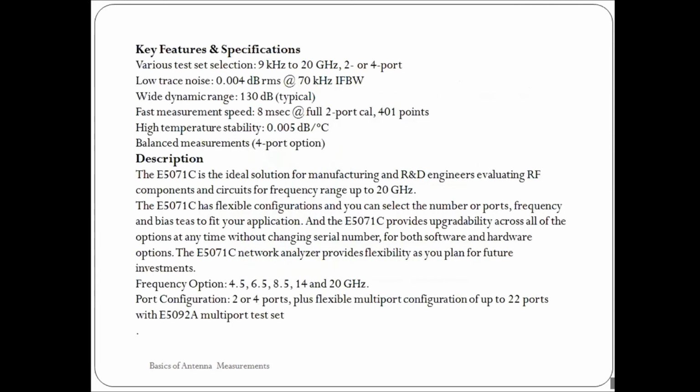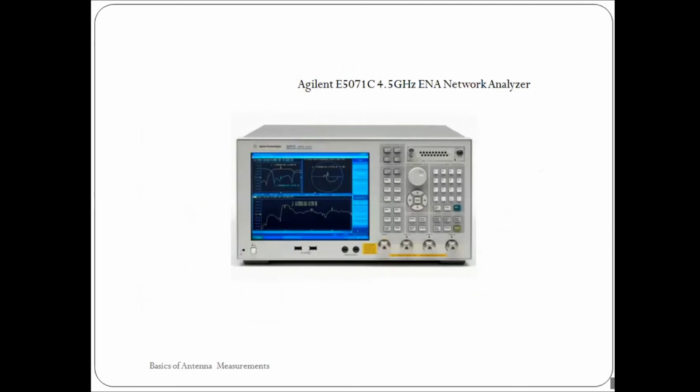This is one network analyzer operating up to 20 gigahertz. It has a wide dynamic range, fast measurement, and temperature stability. So this is suitable for all R&D work. It operates up to 20 gigahertz. It operates with the help of the coaxial cable which is provided, the connector is provided, and a multi-port test set is provided. We can test with the help of the network analyzer.